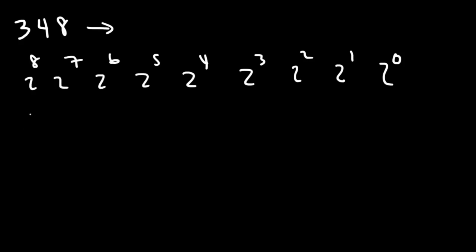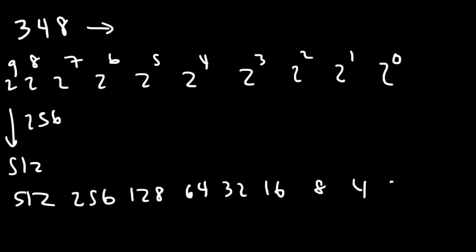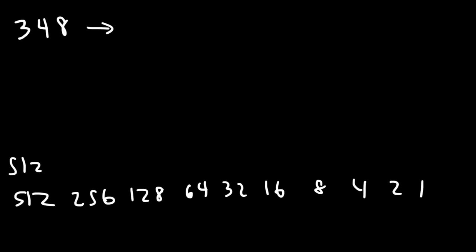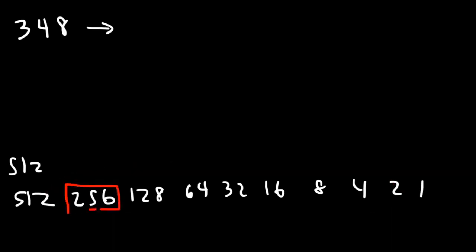Now, 2 to the 8 is 256, and 2 to the 9 is 256 times 2, so that's going to be 512. And so I'm going to write these numbers down. So we have 512 as 2 to the 9, 256 is next as 2 to the 8, and then 128 for 2 to the 7, and 64, 32, 16, 8, 4, 2, and 1. So we're going to use the subtraction method to convert this into a binary number. The highest number that can be broken down into a base 2 number, which are these numbers here, the highest number that's less than 348 is 256.